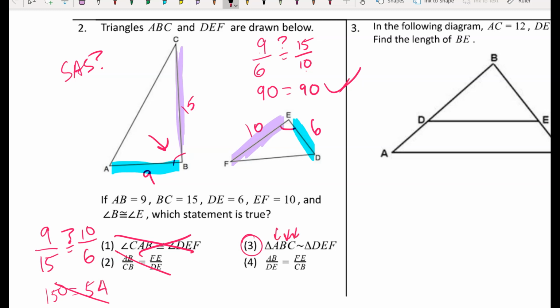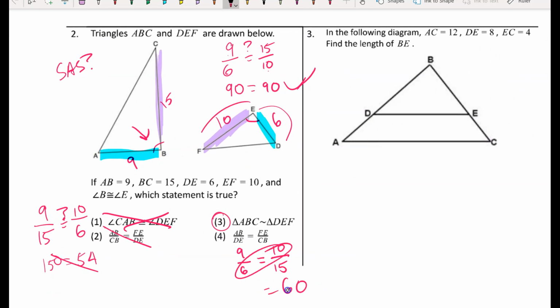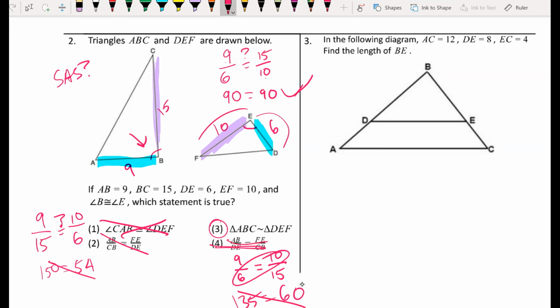Triangle ABC. AB should match up with ED, so AB and DE, that's okay. And BC should match up with EF. Okay, BC and EF. The order of the letters is okay. Let me just check answer choice 4. AB, which is 9, over DE, which is 6, is that equal to FE, which is 10, over CB, which is 15? Well, I can already see that's not going to be true, because 6 times 10 is 60, but 9 times 15 is 135. So that proportion is not true either. So really, you've just proven that these two triangles are similar by the side-angle-side criterion.